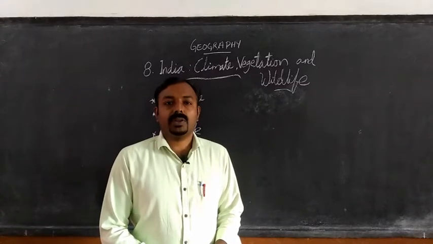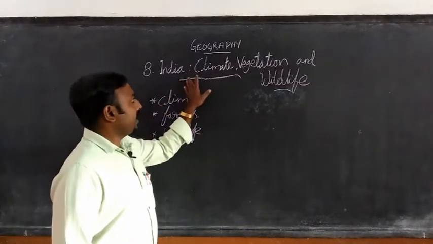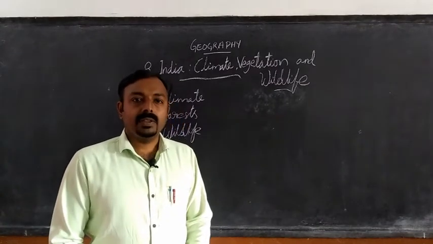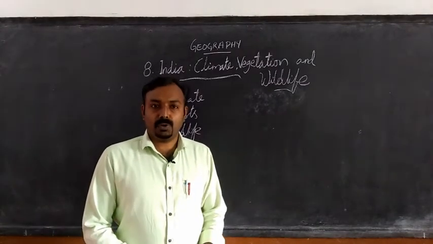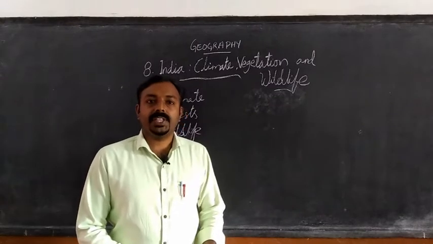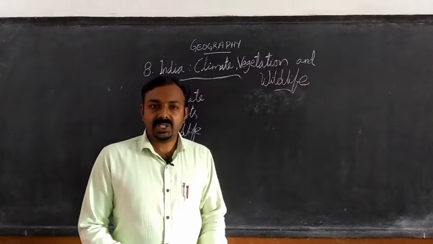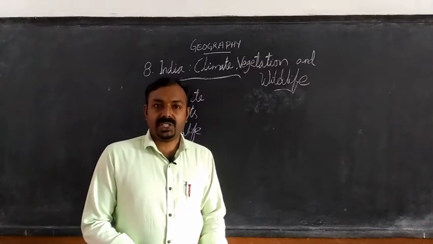Today we are moving to the part of Geography, Chapter 8, India, Climate, Vegetation and Wildlife. In the last chapter, we have seen about the four boundaries and location of India and the neighboring nations and administrative divisions, physical divisions and all.